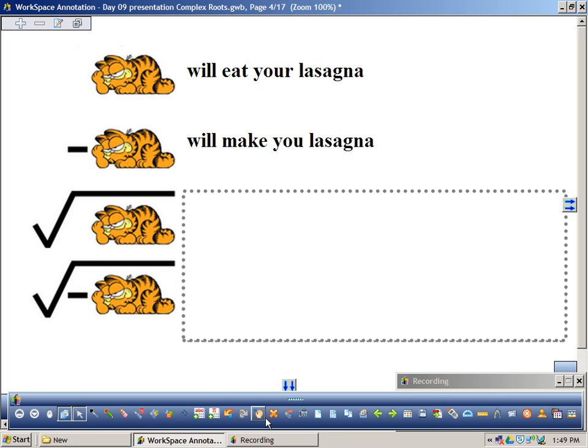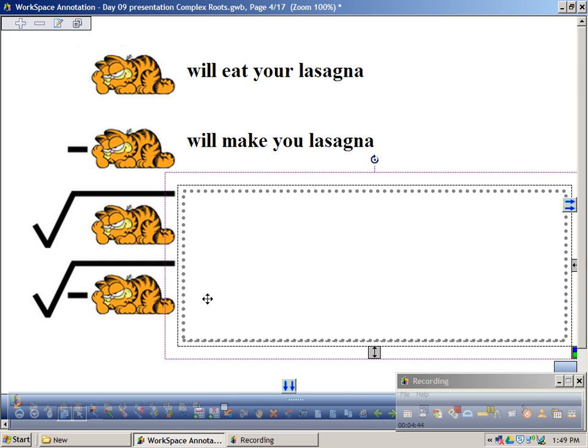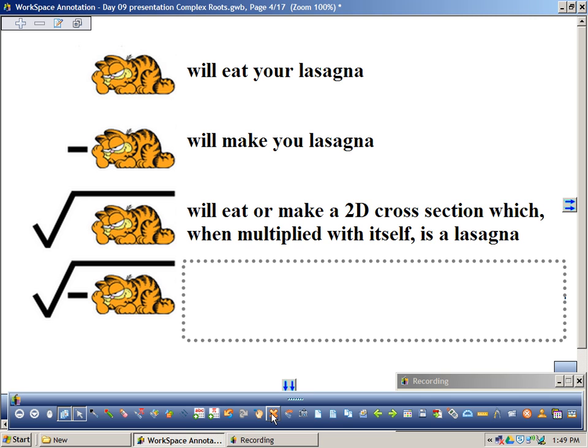You ready for my nerdy one right here? You're scared? Okay. So when I have this square root of something, isn't that finding the side of the square? Right? If this is the area, the square root would be finding the square. So the area is actually the lasagna. This is the opposite of the area, which would be making the lasagna, right? Eating the lasagna. So this one is, wait for it, we'll eat or make a 2D cross section, which when multiplied with itself is a lasagna.